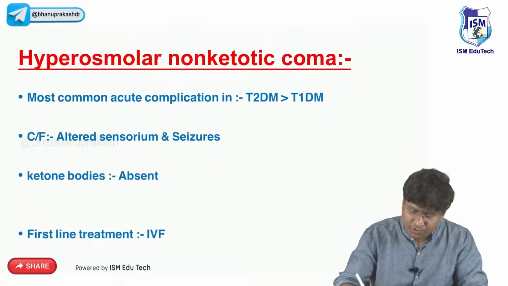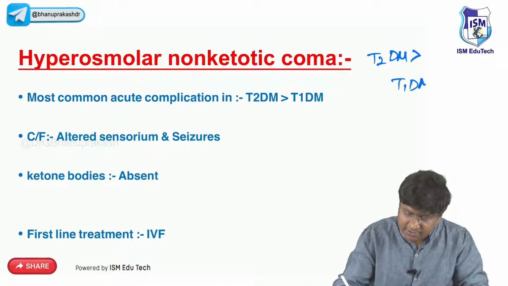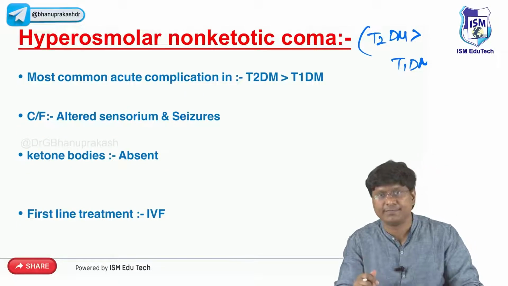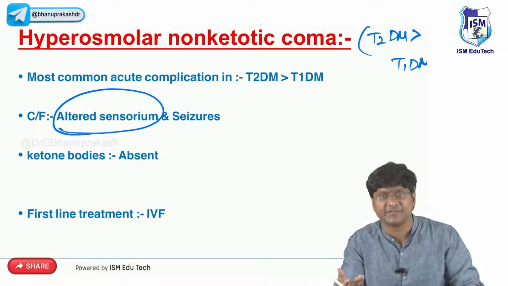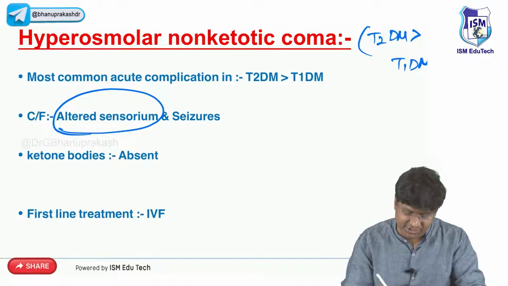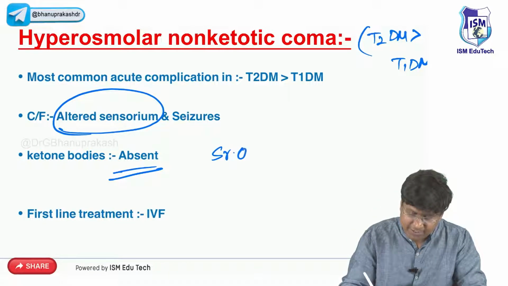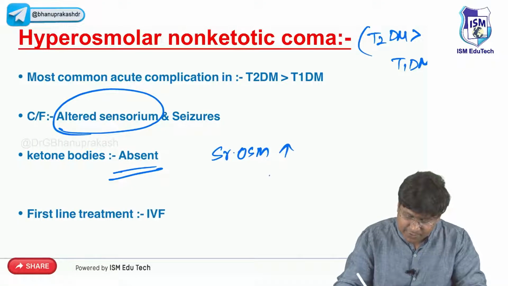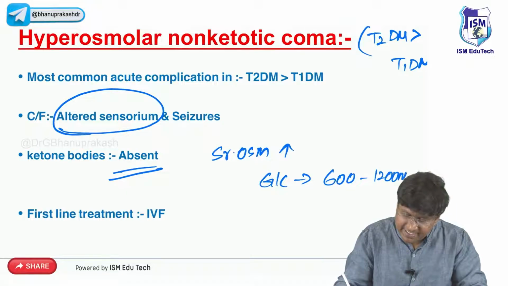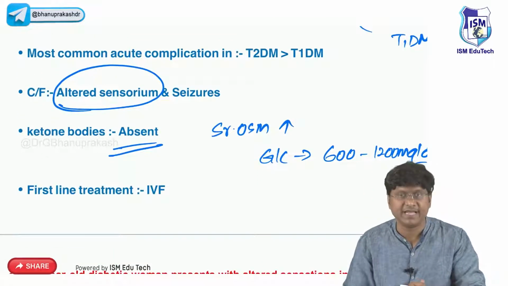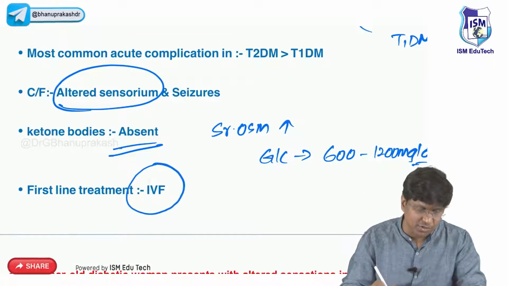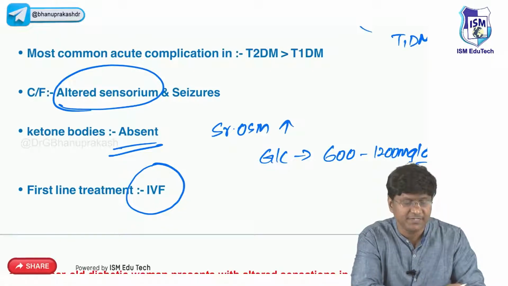Then another important acute complication in diabetes is hyperosmolar non-ketotic coma. This is more common in type 2 diabetics rather than type 1 diabetics. Okay, and these patients will have CNS manifestations in the form of altered sensorium as well as seizures. And in these patients, the serum osmolality will be very high. Why is the serum osmolality very high? Because the glucose level in these patients is in a range of 600 to 1200 milligrams per deciliter. That is the reason why the serum osmolality is increased, but ketone bodies will be absent. And what will be the first line treatment in these patients also? That will be IV fluids.